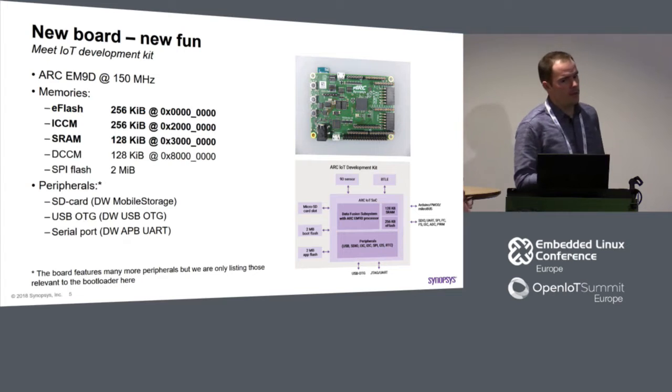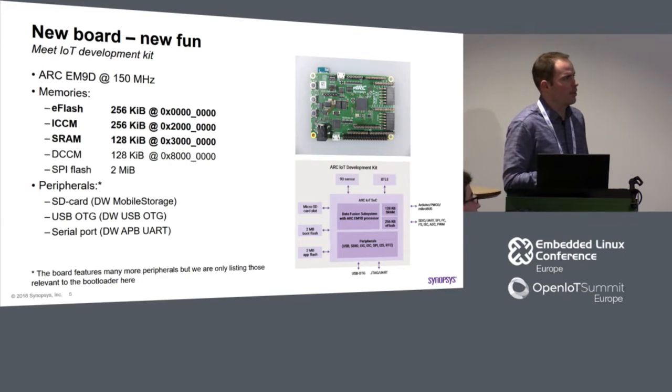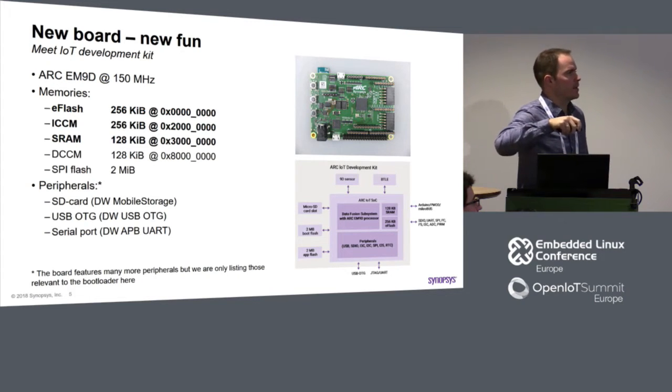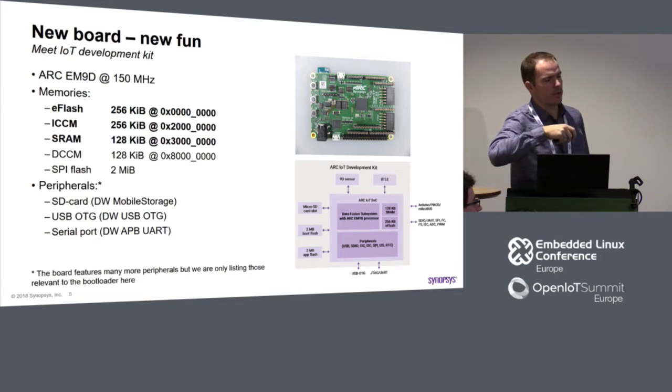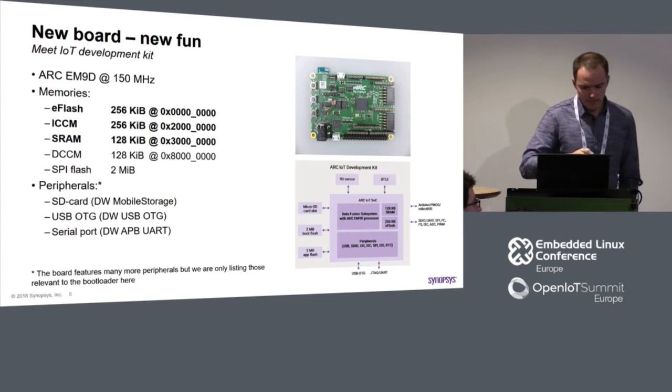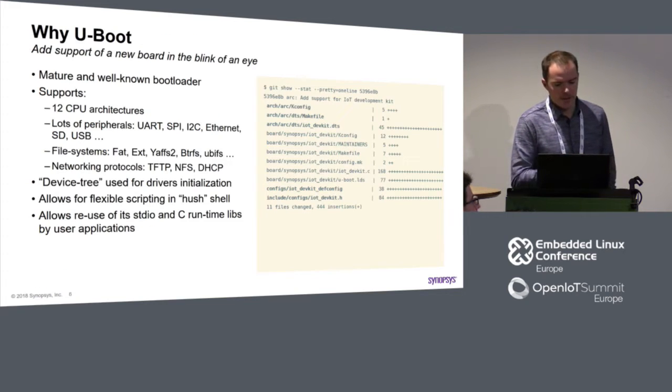Also, we have SPI flash. It is good to store something, but again, this is not RAM, so it is not usable. As for peripherals on these boards, we have plenty of them, but in terms of U-Boot, what is important is the SD card controller, and this is a DesignWare mobile storage controller, the USB OTG, this is a DesignWare USB OTG controller, and a standard UART. So that's nice.